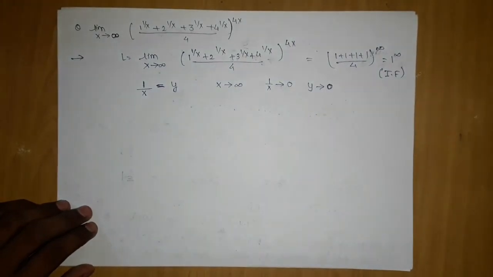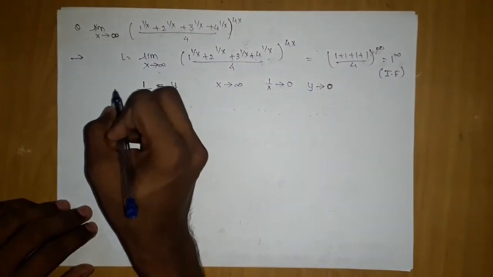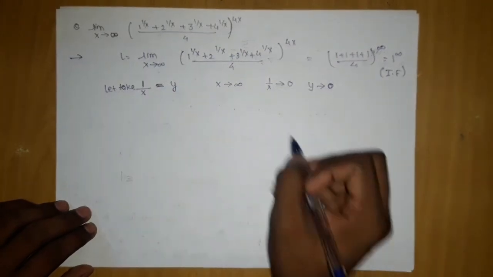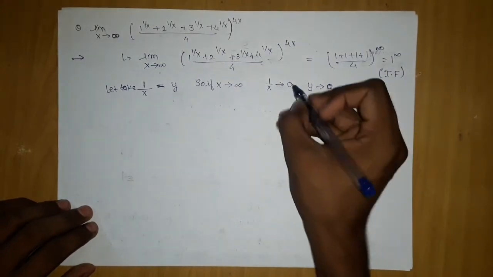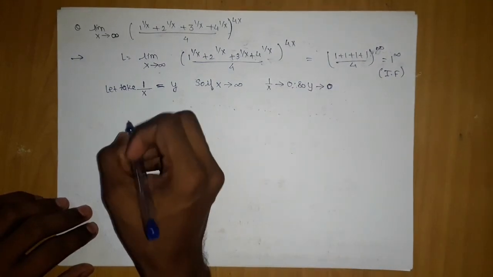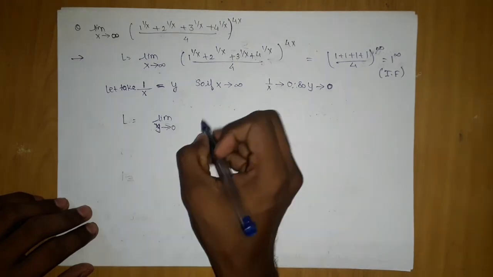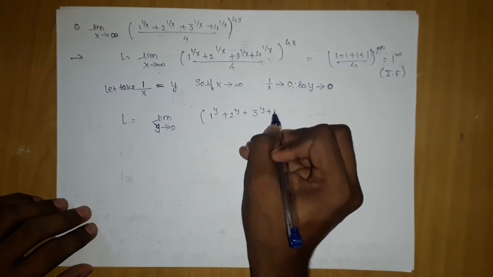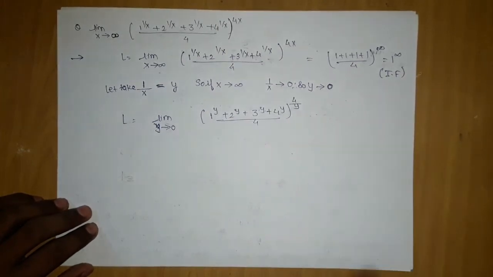One thing. Now let's substitute the things. You have to mention this step. You have to mention, let's take 1 by x equals to y. So if x tends to infinity, 1 by x tends to 0, so therefore y tends to 0. Now my new limit will be limit y tends to 0, (1 power y, 2 power y, 3 power y, 4 power y) the whole by 4, it will become to the power 4 by y.